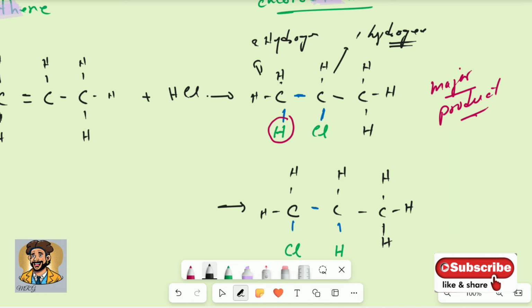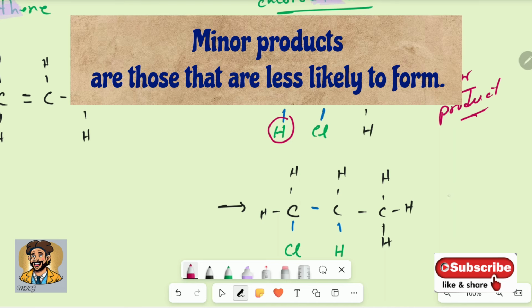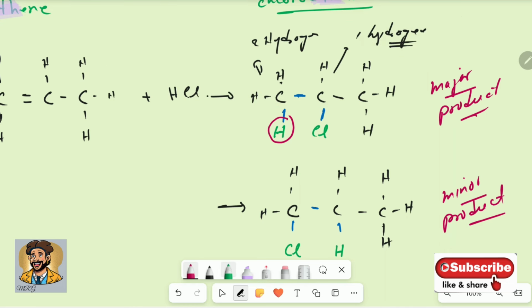Guys, it's simple. You look at the two possibilities. That's why I repeated. There are two possibilities. Hydrogen will go to the carbon that has more hydrogen. All right, that is the major product. And the other product is the minor. So which one is going to form more? The first one, which is the major product. This one will form most of the time.